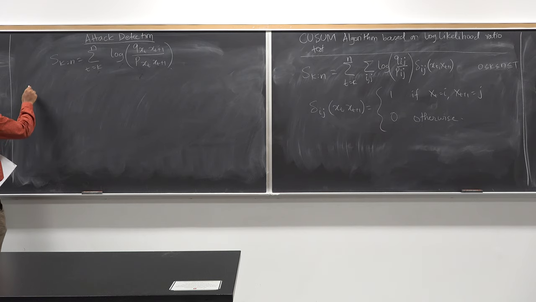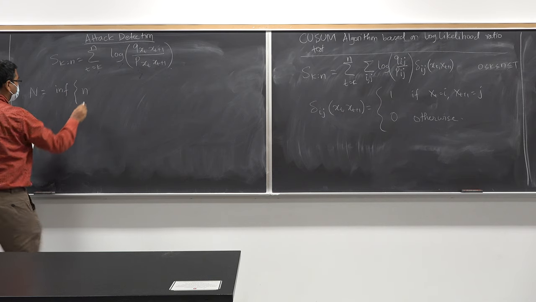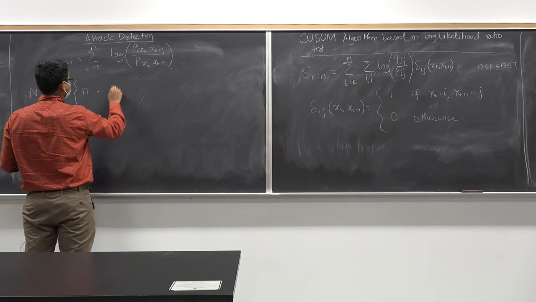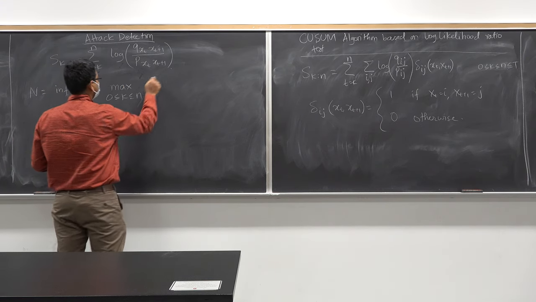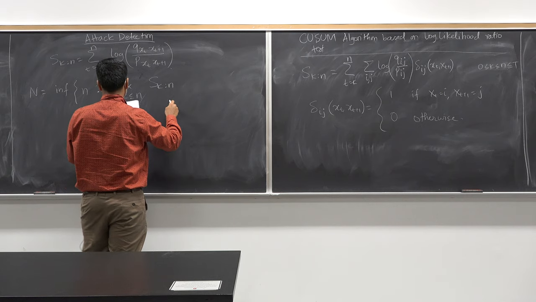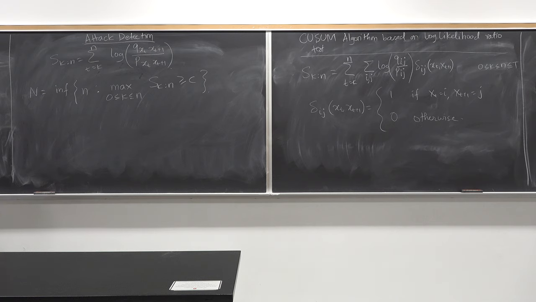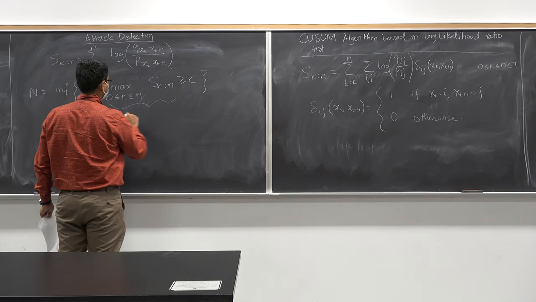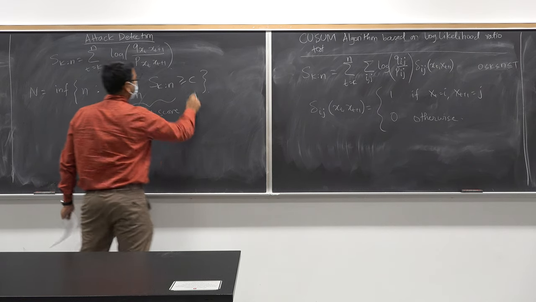And then your detection strategy is, at time n, let N be defined as the infimum over all n such that the max over 0 less than k less than n of S_{k,n} is greater than or equal to c. So this is my Q sum score, and this is my threshold.